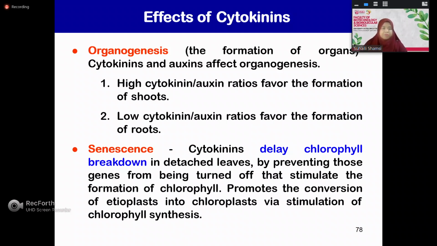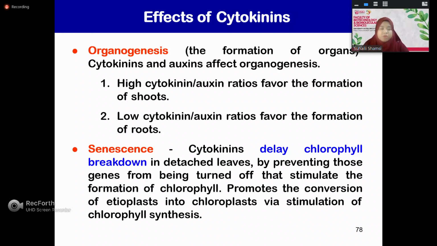Okay, so we have a detached leaf or abscised leaf. Cytokinin would delay the chlorophyll breakdown if it is applied to the detached leaf. When it is applied to the detached leaf, it will prevent the genes that are involved in the formation of chlorophyll from being turned off. So that's a continuous maintenance of the chlorophyll in the detached leaf.